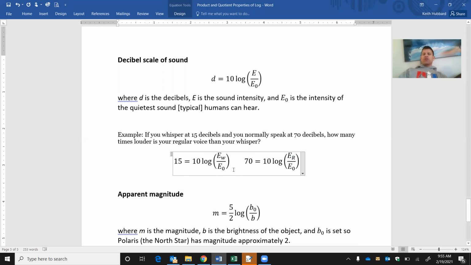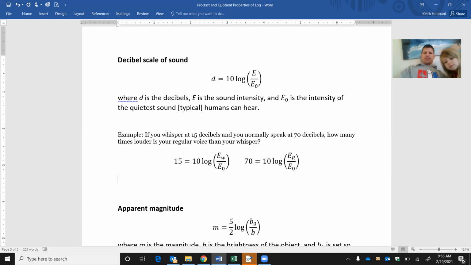Okay, so there's two ways to approach this problem. One way is you could solve this. This is a log equation, divide by 10, make it an exponential equation, and try to get ER over EW. That's telling you how much louder the sound waves from your regular voice are compared to the sound waves of your whisper. But I think what they're looking for, remember this is in a section talking about log properties, say subtracting logs, is what if you subtracted, you need ER over EW.